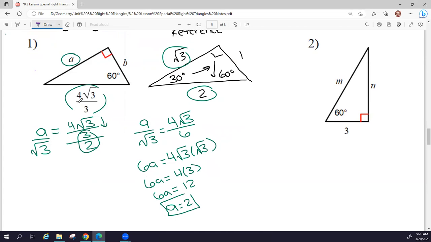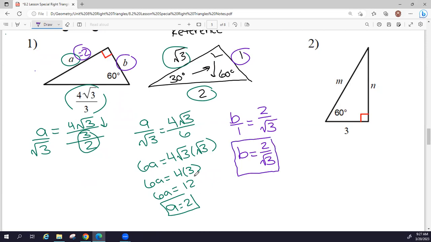I think the reason why people don't like 30, 60, 90s is because we do have to do one more step to find b. So we're going to write another fraction, b over 1. I know a is equal to 2, so I'm not going to deal with this 4 root 3 over 3 again. I'm going to do 2 over root 3. B divided by 1. Whenever you divide by 1, we're just left with what's on top there. And then we have it equal to 2 root 3. Again, we're going to have to take care of this root 3 at some point, but we'll talk about that together. So for now, we can just leave b like that.